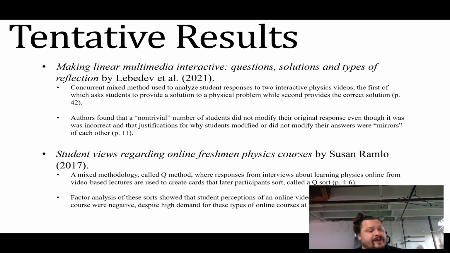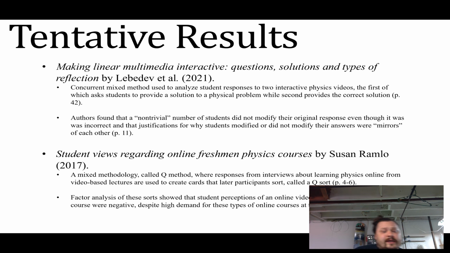The other article that I really, really love is by Susan Ramlow, who is a professor in Ohio. I'm forgetting exactly where. I want to say University of Akron. But anyway, this article is Student Views Regarding Online Freshman Physics Courses. And in this, Dr. Ramlow uses a methodology called Q method, which is a very long-standing research method that's used in physics education research because it has a background in statistical analysis that's used in quantum mechanics.